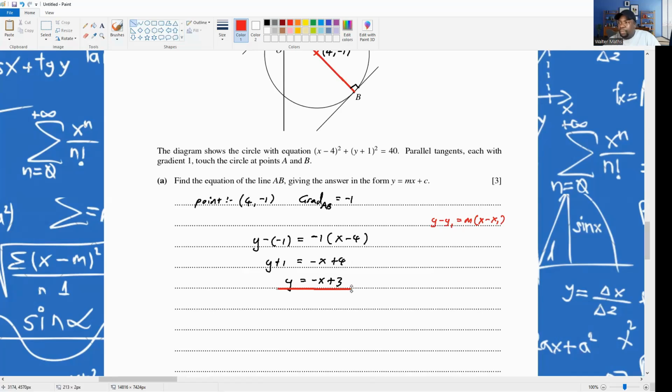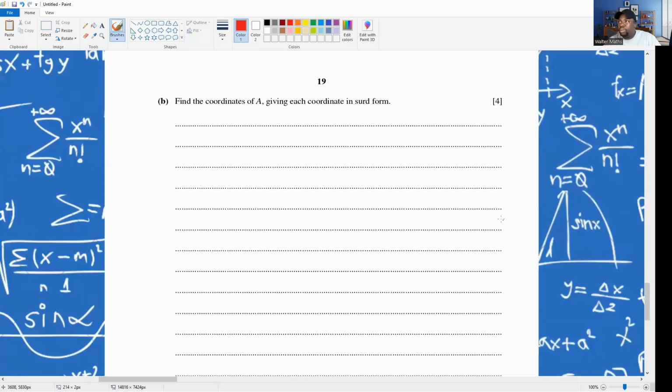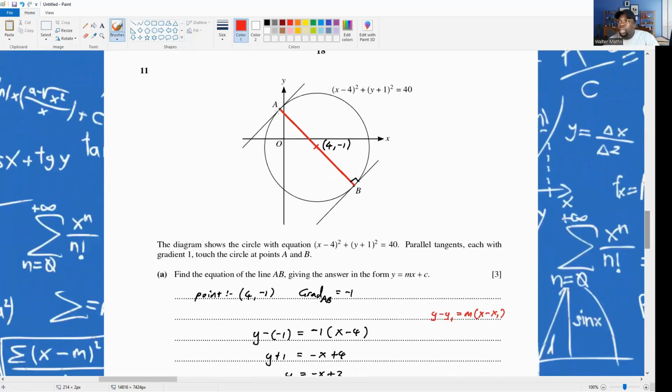Let's move on to part B. On part B, they say find the coordinates of A, giving each coordinate in surd form. So what is A? Let's go back. A is a point on the circle where the circle and the tangent meet. And it's also a point where the line AB meets the circle.